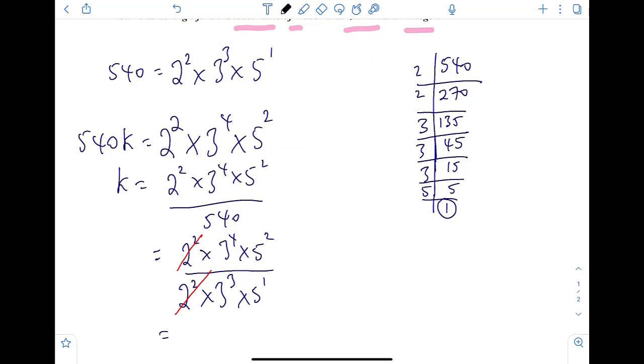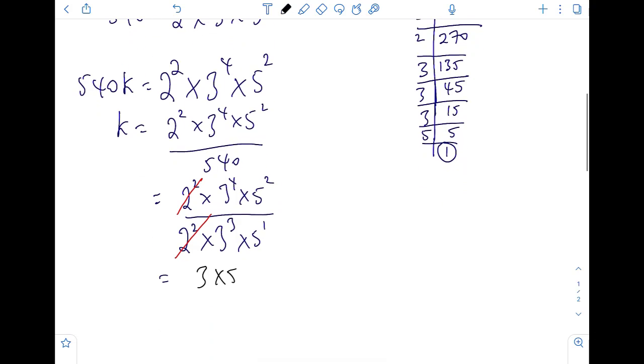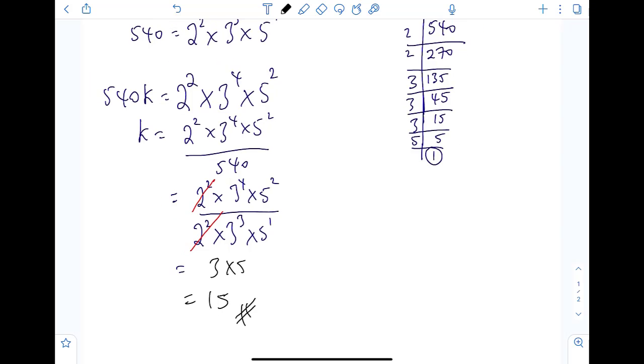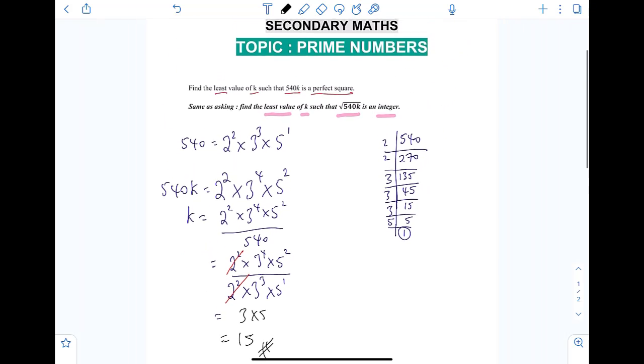You can check it with a calculator, okay? 3 to the power 4 divided by 3 cubed is actually just a 3. 5 squared divided by 5 is just a 5. So 3 times 5 will be k. k is just 15. Final answer for this question for k. k is equal to 15.